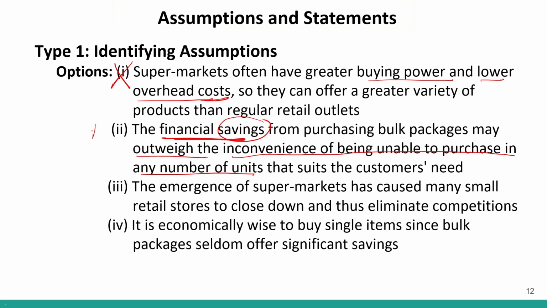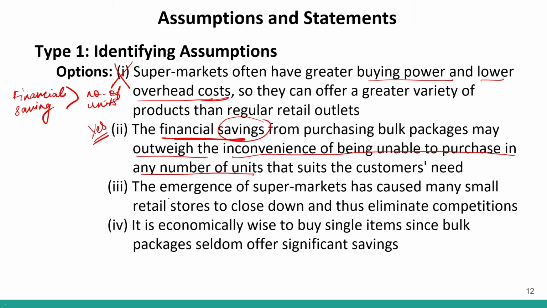So definitely this is a correct assumption, because only if this is true will people buy from the supermarket, because for them financial saving is more important than the number of units that they are buying. Correct? Financial saving is more important than the convenience of the number of units they are buying. Only then they will buy from the supermarket. So this is a correct assumption.